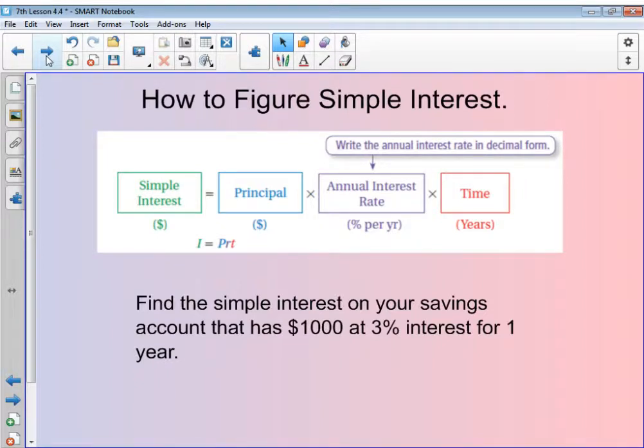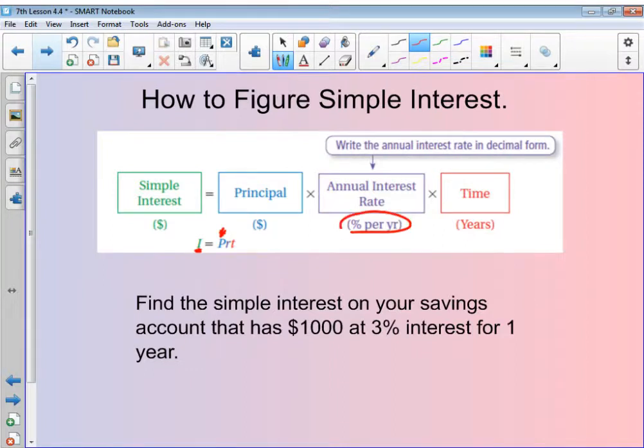Okay, so how to figure simple interest. You're going to be using this formula quite a bit. So just so I can explain what the formula is, the I is just standing for our interest, and yes, we're just going to be working simple interest. So our interest is equal to our principal. That's the amount of money that we either borrow or that we loan out to somebody. Times our rate, that's going to be our percentage.